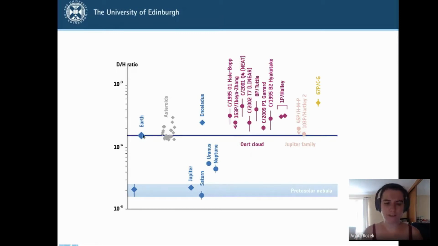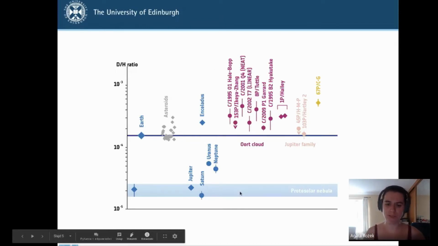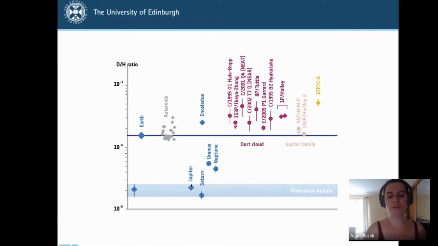We can see that the ratio that is in Earth's ocean is marked here with the diamond and with the dark line. The ratio of deuterium to hydrogen in the protosolar nebula is marked here, and it's quite close to what we observe in Jupiter and Saturn, so in the gas giants.